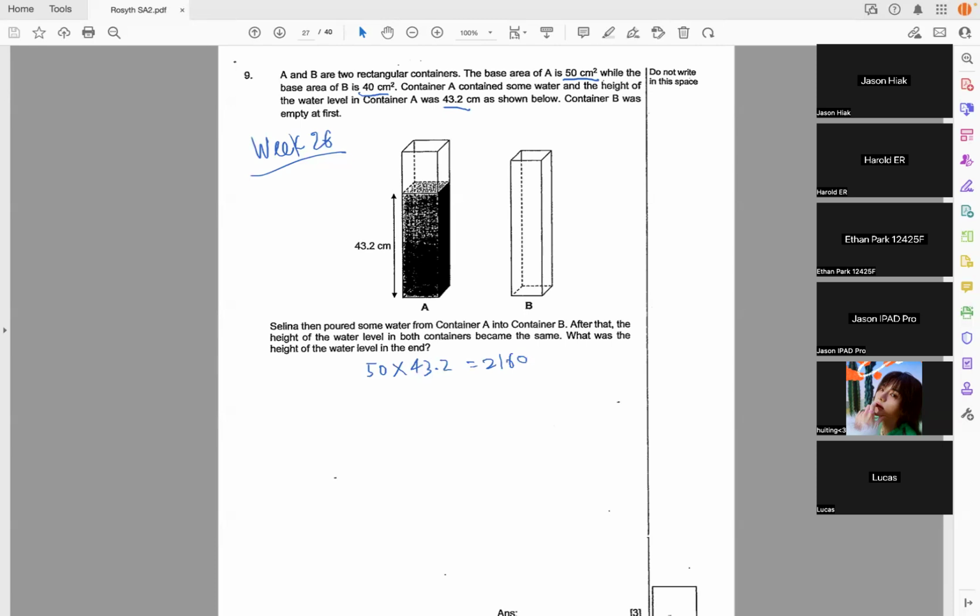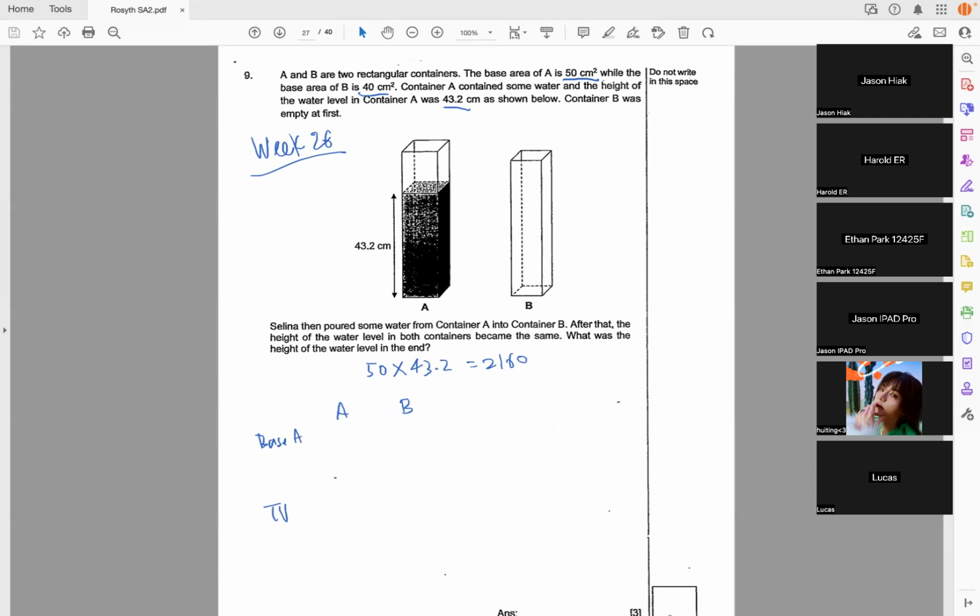Next, you draw a quantity value table. The quantity value table will reflect how the water level is going to be in the end. All right. So there's container A, container B. Normally it's quantity, value, total value, right? But in the volume question, you don't put quantity, you put base area.